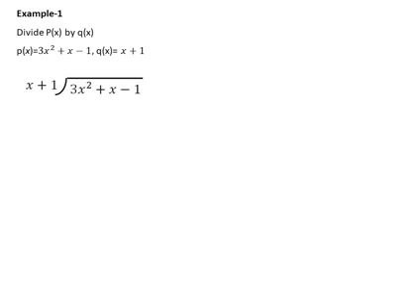Here p of x is equal to 3x square plus x minus 1 and g of x is equal to x plus 1. p of x is dividend, g of x is divisor. First we need to take the highest degree term in both divisor as well as dividend. Dividend highest degree term is 3x square and divisor highest degree term is x. We have to divide. If I divide, x square and x will get cancelled. You will get 3x. The 3x has to be written in the quotient.